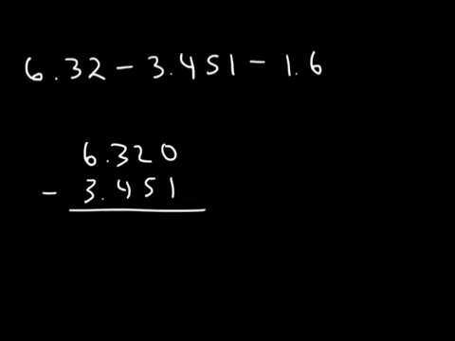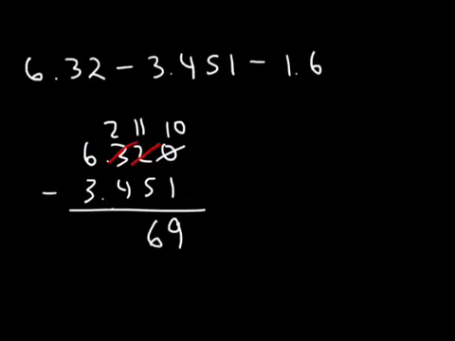So we can't do 0 minus 1, so let's borrow a 1. Let's make this a 10. So 10 minus 1 will give us 9. And then we can't do 1 minus 5 because that's going to give us a negative number. So let's borrow a 1 from the 3, making that a 2. And 1 becomes 11 on the right. So 11 minus 5 is 6.